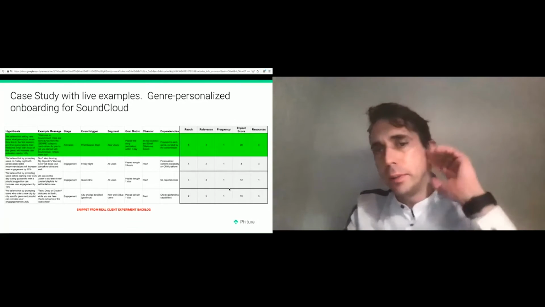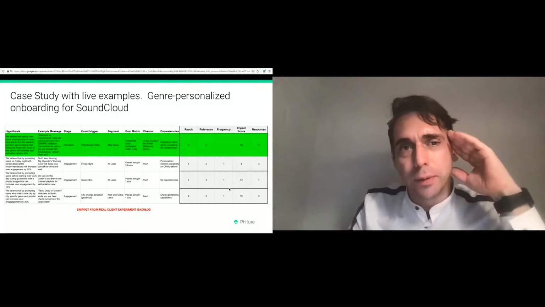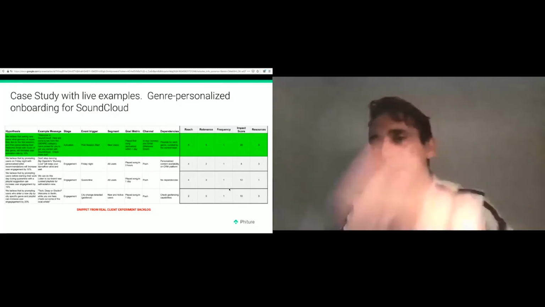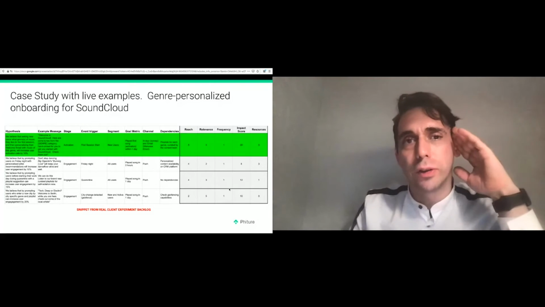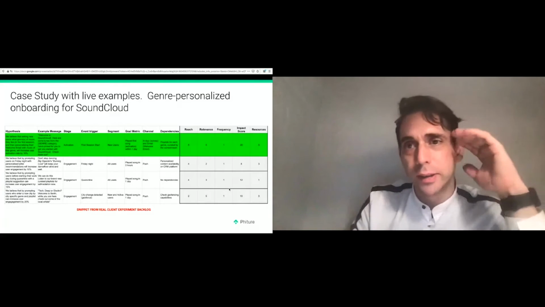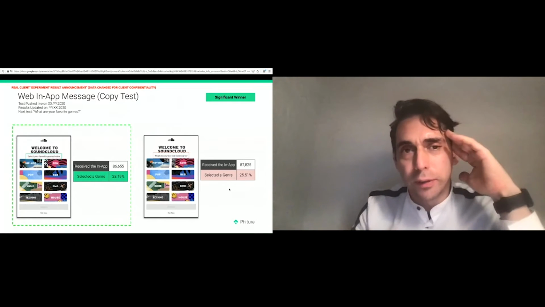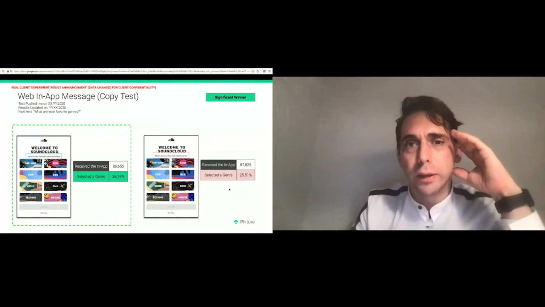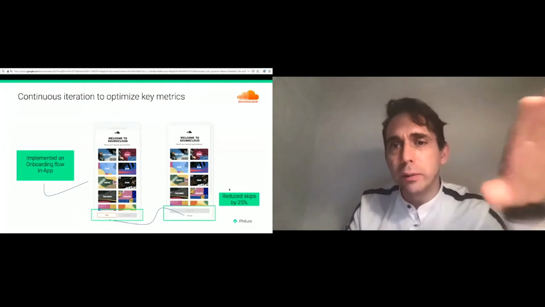Okay, I've got a quick example here from SoundCloud. Don't worry that you won't have time to read all of the text. This is the RRF framework in action. Basically, we prioritized a bunch of example campaigns for SoundCloud, different ideas. We came up with one around asking the user to provide their favorite genre during the onboarding process so that we could personalize their welcome email. We did some iteration around that.